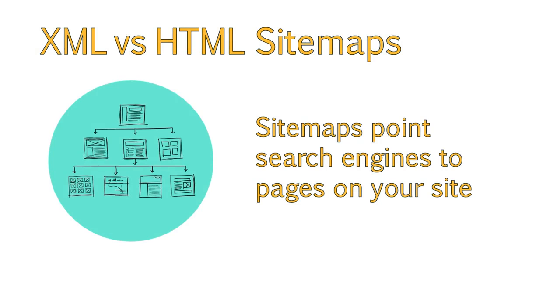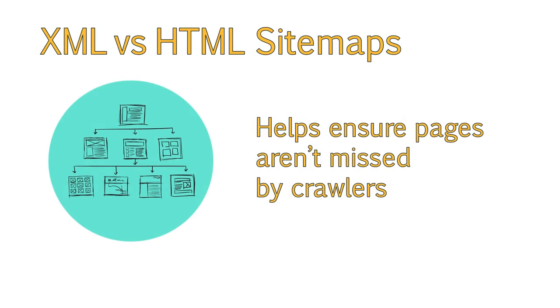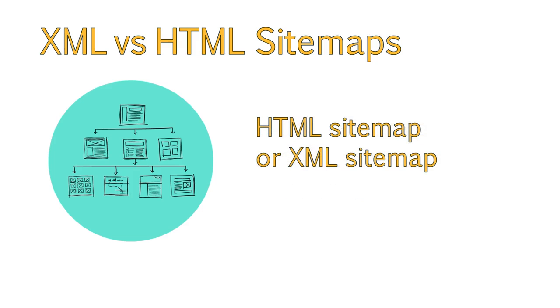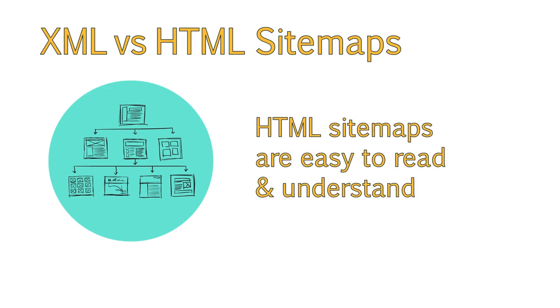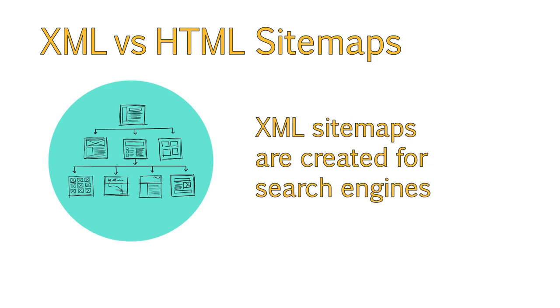Sitemaps help point search engines to existing pages on your site, which helps ensure pages are not overlooked or missed by crawlers. When SEOs refer to sitemaps, we are referring to either an HTML sitemap or an XML sitemap. The main difference between the two versions is that HTML sitemaps are easily read and understood by users, while XML sitemaps are created for search engines.